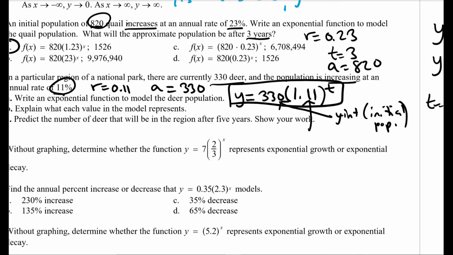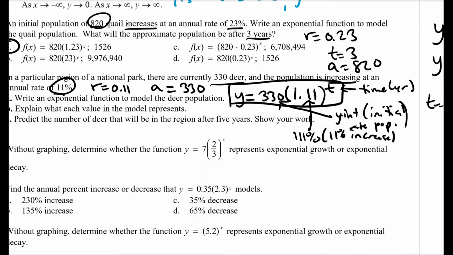This represents 111% of the current population, or an 11% increase, basically. And then we have an 11% rate, increase in the rate, so 11% rate. And then the t is the time in years.